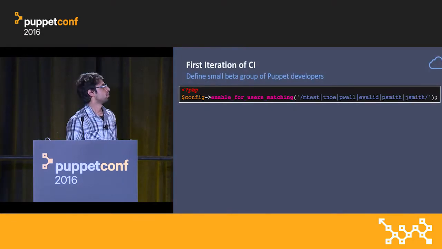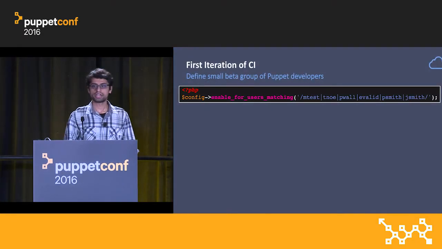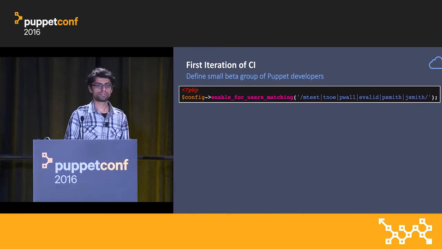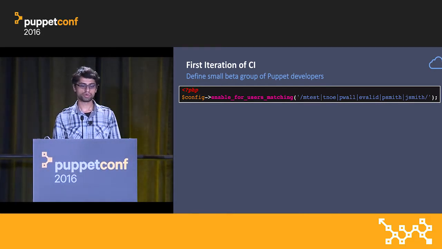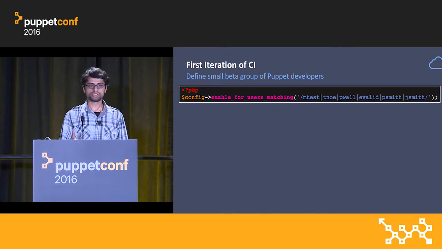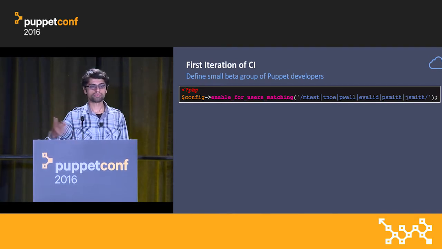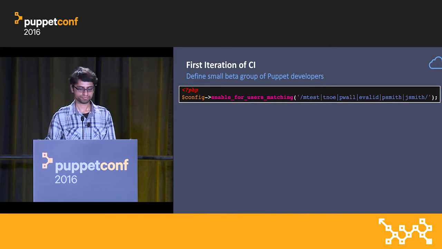To start out, we defined a small beta testers group. We defined a Puppet task force that would spearhead this project forward. We just asked people to join this group, and we configured that using a simple feature flip mechanism where we could add more users in the regex.